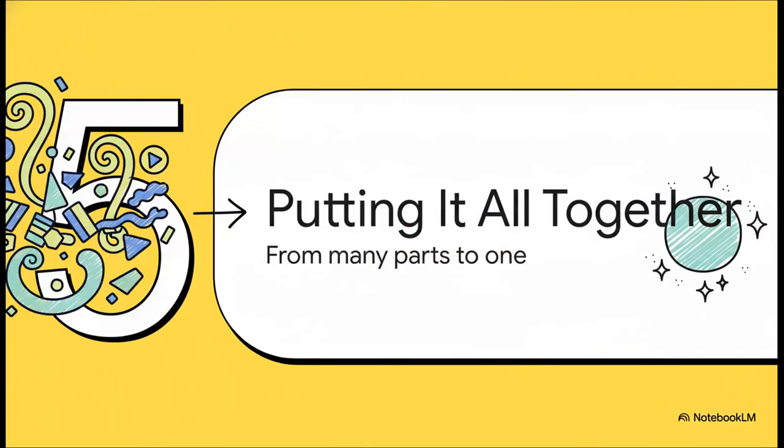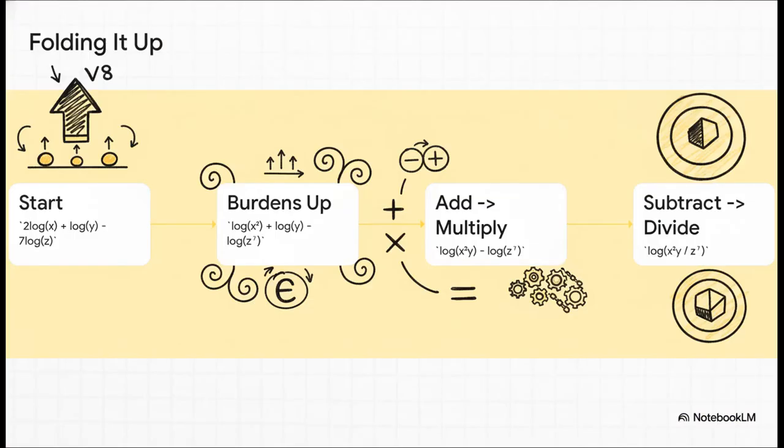Okay, it is time for the grand finale. We're going to take all of these rules, all of these superpowers that we've learned, and we're going to put them to the test. We're going to see how we can take a big, long, messy expression and just fold it up into one neat, tidy package. All right, look at this thing. Let's use our rules, but in reverse. First, we take those numbers out front and send them back up to be burdens, back to being exponents.